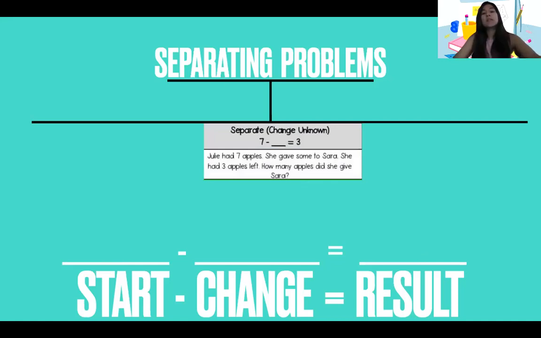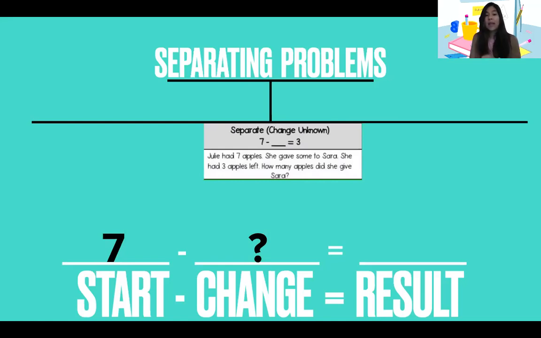So let's plug in the values that the word problem gives us. Well, does it tell us how many apples she started with? Yep, Julie had 7 apples. And then she gave some to Sarah. She gave some. It didn't tell us she gave 4, she gave 5, she gave 6. She gave some. And some is not a specific value. It is an unknown amount. We know she gave some away, but we don't know how many.